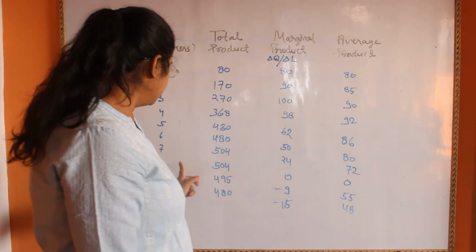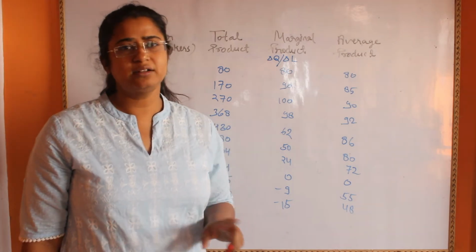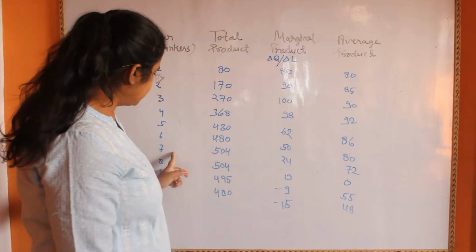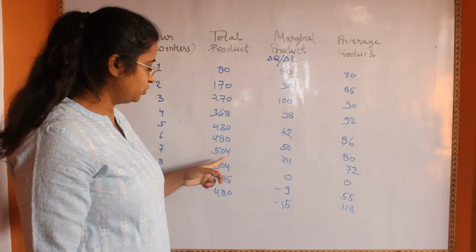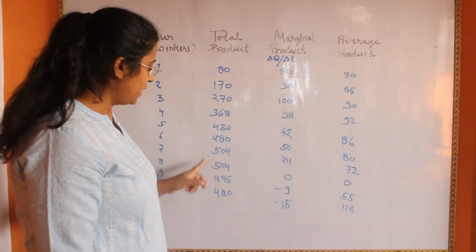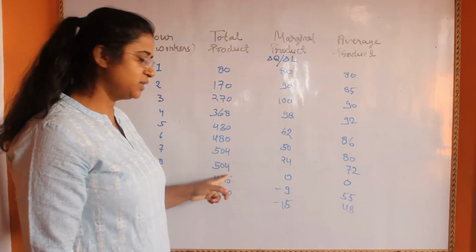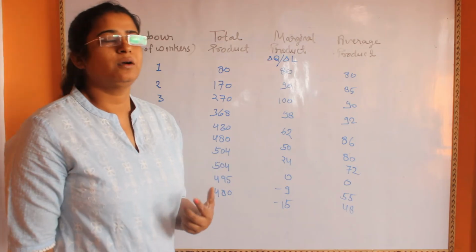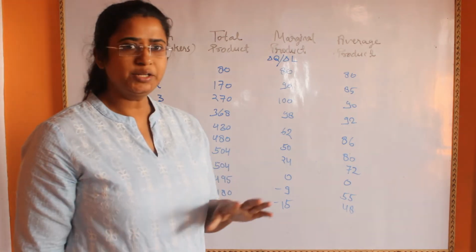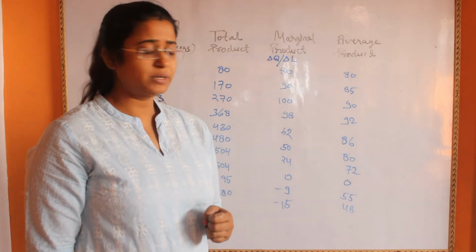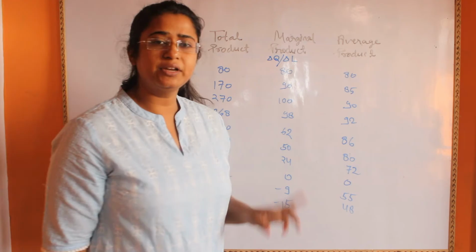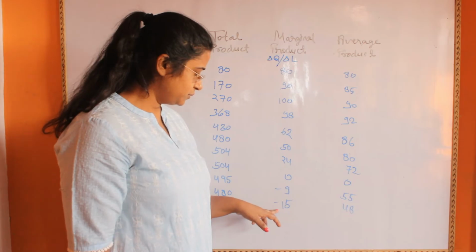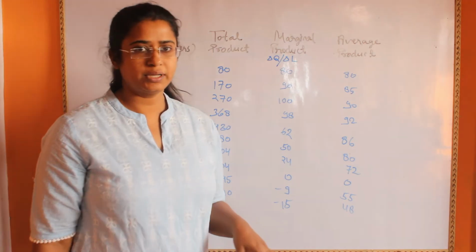That means the 8th unit is adding nothing to the total output. You can see at the 7th unit of labor, the total output reached 504, and at the 8th unit it is still 504. After this, if the firm continues employing more labor, it will give negative productivity. It becomes -9. It becomes -15.